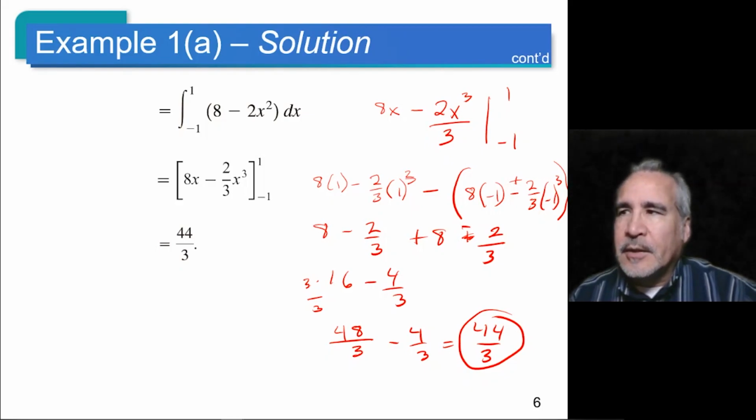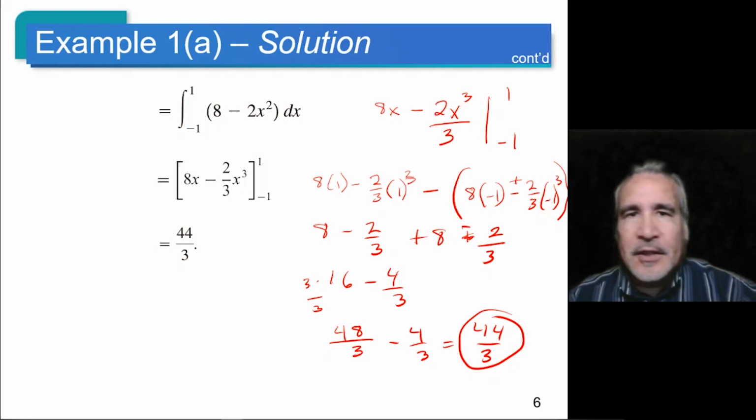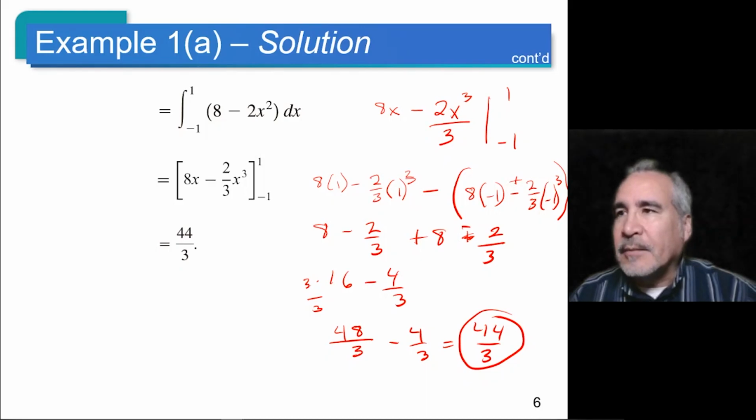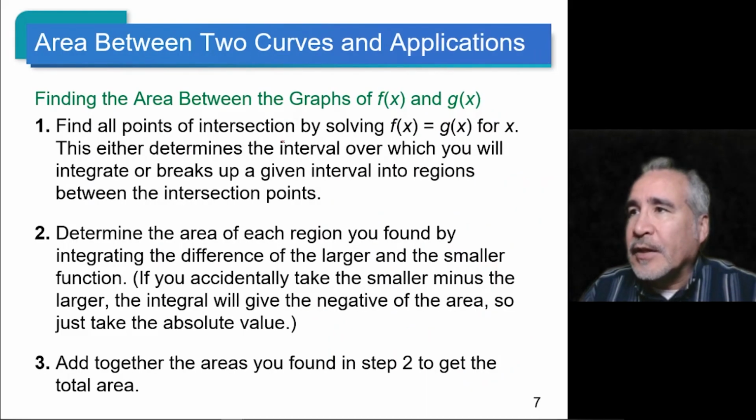Okay, so we'll take a look at a few problems, but other than that, notice there's nothing new about the integration part. We're just integrating, and we're doing a definite integral, so we don't need the constant. Okay, so here's what we need to do. One of the first things we need to do is graph both of the functions we're given and find where they intersect.